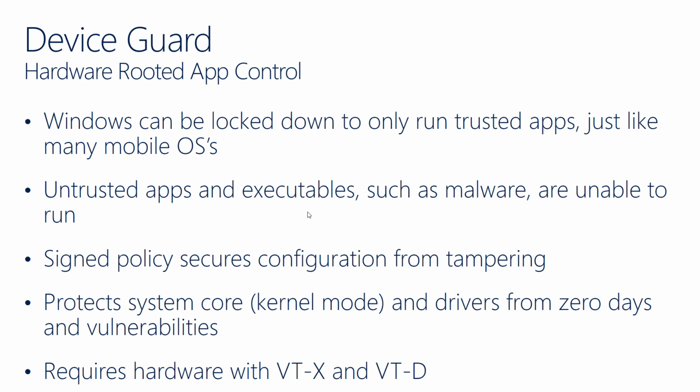So let's move on now and talk about some of the security capabilities, starting with Device Guard. Device Guard was originally introduced with Windows 10, but now it's also part of Windows Server 2016. And what it provides is hardware-rooted app control. So basically, we're leveraging the hardware capabilities itself to provide additional application protection. So we can lock the OS down just to run protected apps.